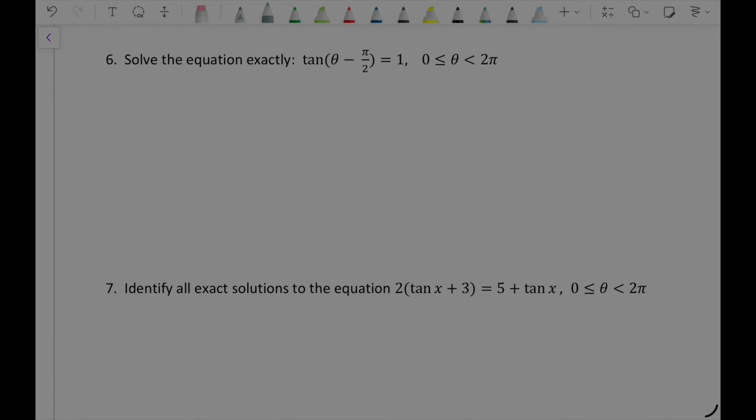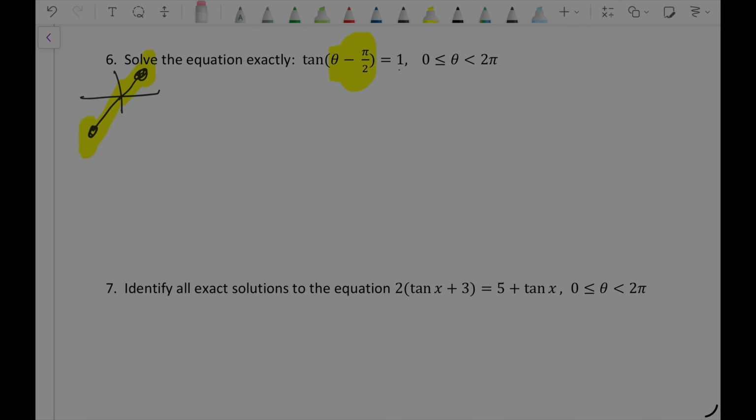What if we mess with the angle? That's what this next one is about. What happens when we mess with the angle? I need to now figure out where this is. It's not just theta now. There's more going on in there. When does tangent equal 1? Here and here. That means that this, all of this, has to equal pi over 4 or 5 pi over 4.